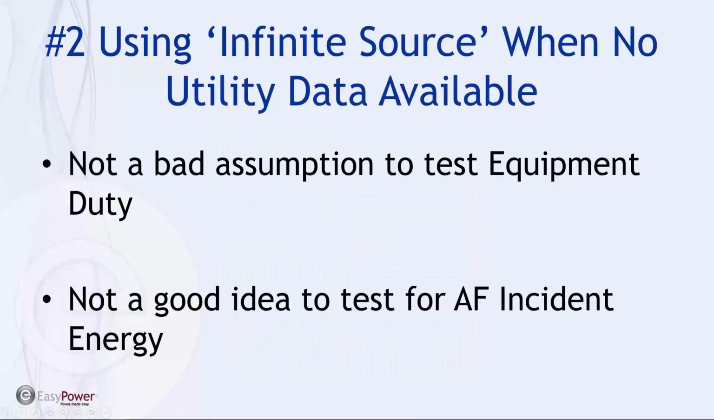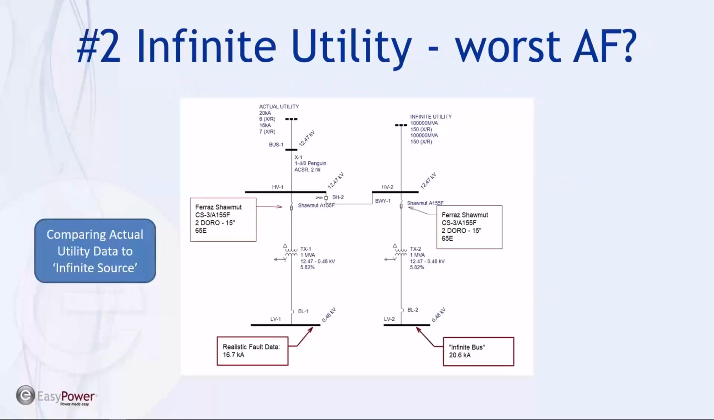Number 2, using the infinite source when no utility data is available is the mistake. And the problem is it's not a bad assumption if you want to test equipment duty, but it's not a good idea when you want to test arc flash incident energy.